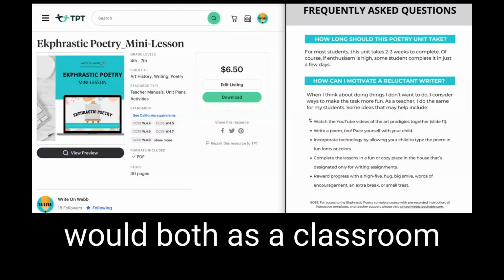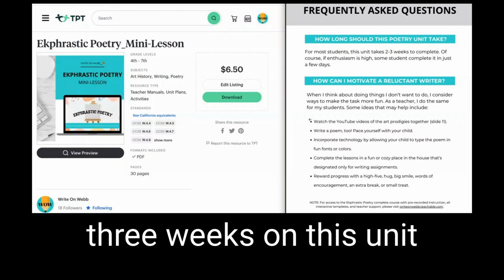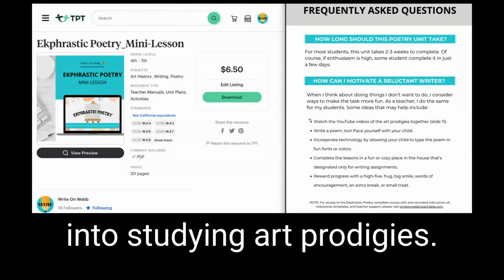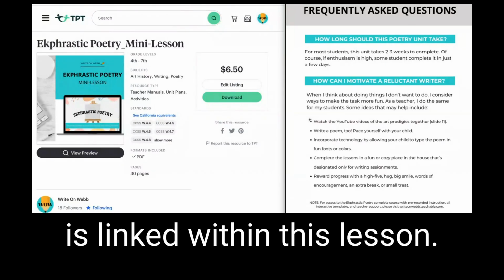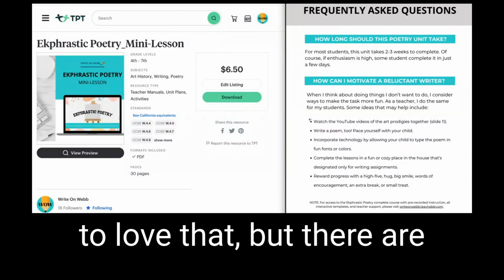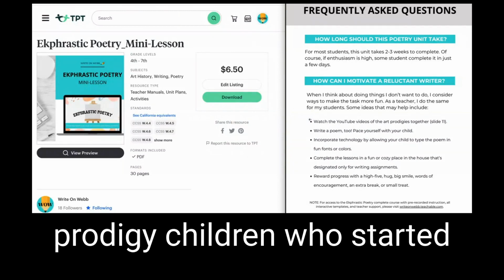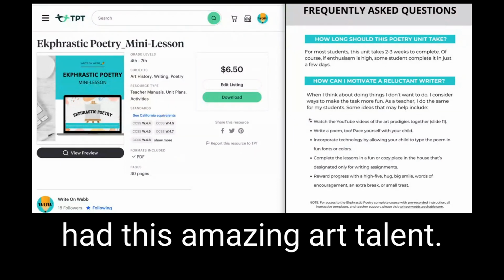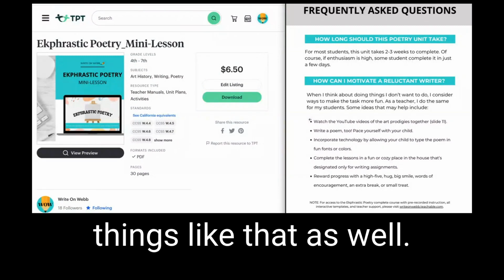That's normally what I would do, both as a classroom teacher and even as a homeschooling mom. We would spend 2 to 3 weeks on this unit because we loved to go into studying art prodigies. And yes, that whole lesson is linked within this lesson. You're actually going to find there are many lessons within this lesson, and I know you're going to love that. There are several, I think 5, art prodigy children who started very young because they had this amazing art talent. And so it's just a great opportunity to study things like that as well.